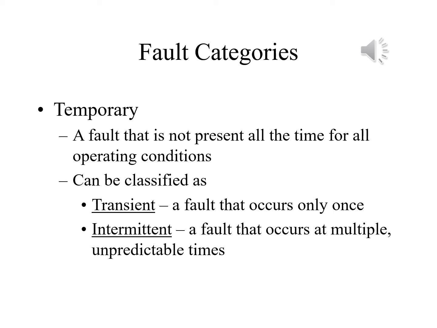Temporary: a fault that is not present all the time for all operating conditions. Temporary faults can be further classified as follows. Transient: a fault that occurs only once. Examples include bit transmission errors due to an impulse noise, power supply disturbances, and radiation that alters a memory bit. Intermittent: a fault that occurs at multiple unpredictable times. An example of an intermittent fault is one caused by a loose connection.